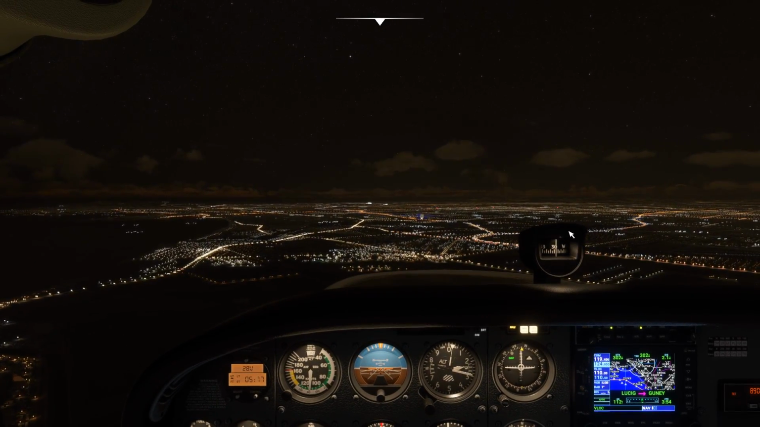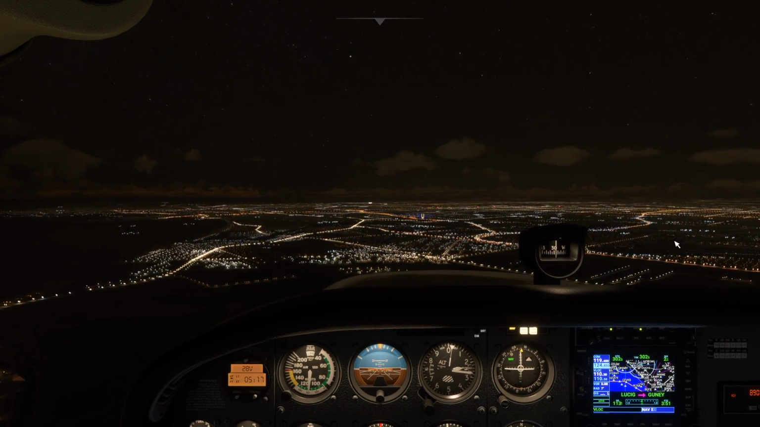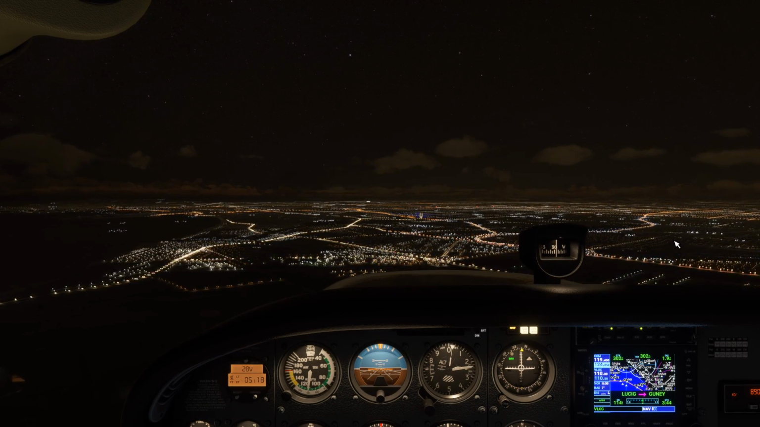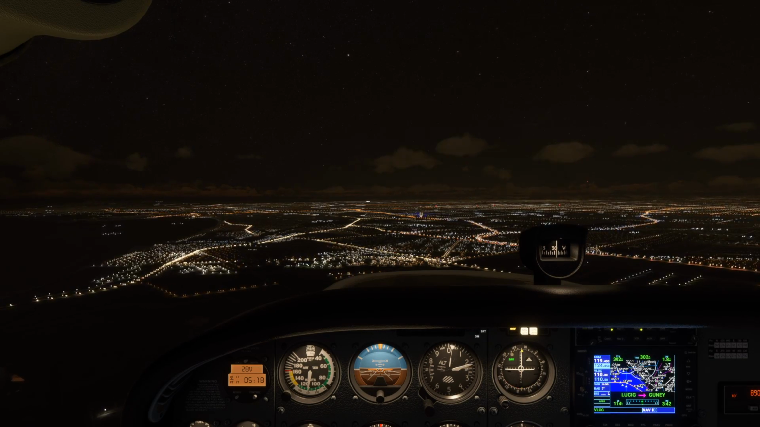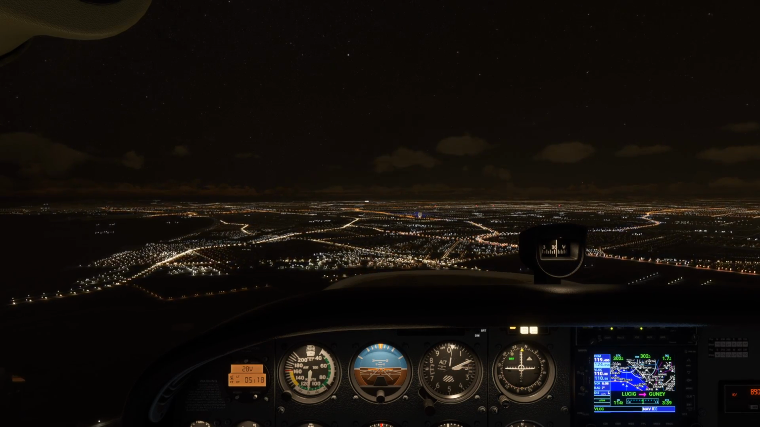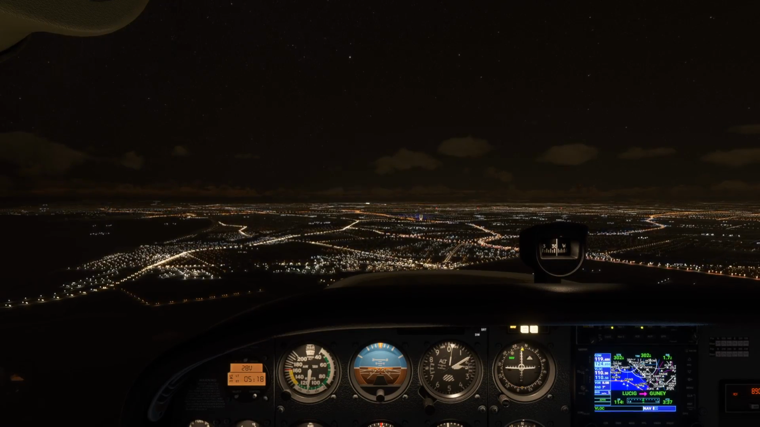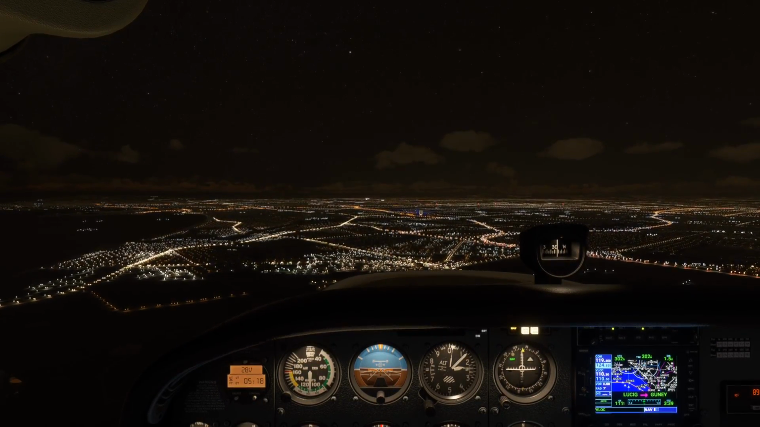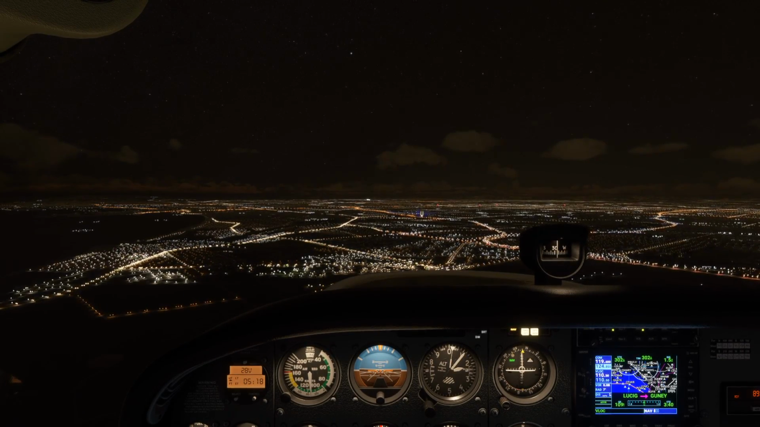So now we're actually hands off. We don't have to do anything other than manage our throttle and our flaps until we get down within a few hundred feet of the runway. So I'm gonna put in my first notch of flaps. Now I'm gonna pull our throttle back a bit, because when we land, we want to be around 70 knots or so.